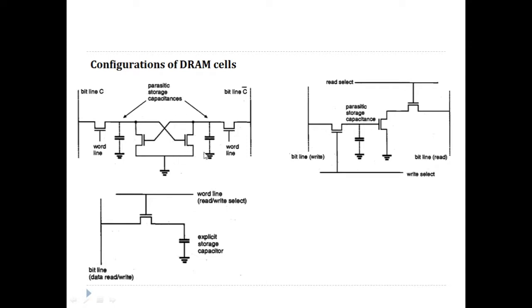But then it evolved into another configuration which has three transistors. It is known as the 3 transistor or 3T DRAM cell. Here, two transistors are used as access transistors, and this one transistor is used to store the charge, or store the data, in it.